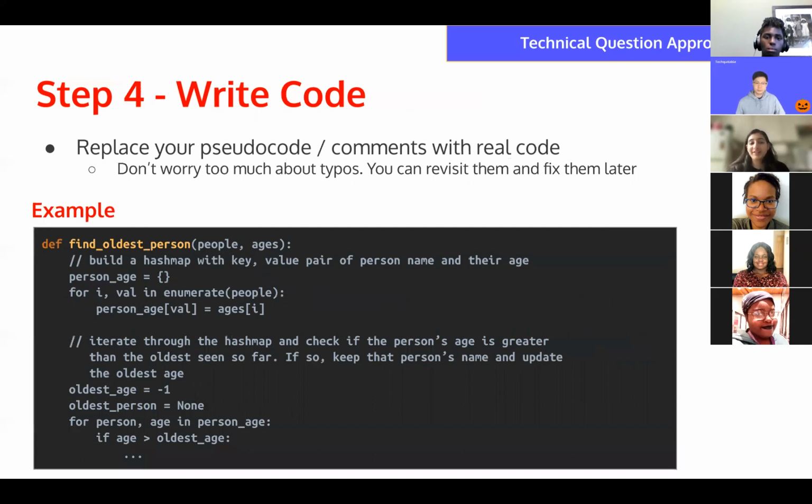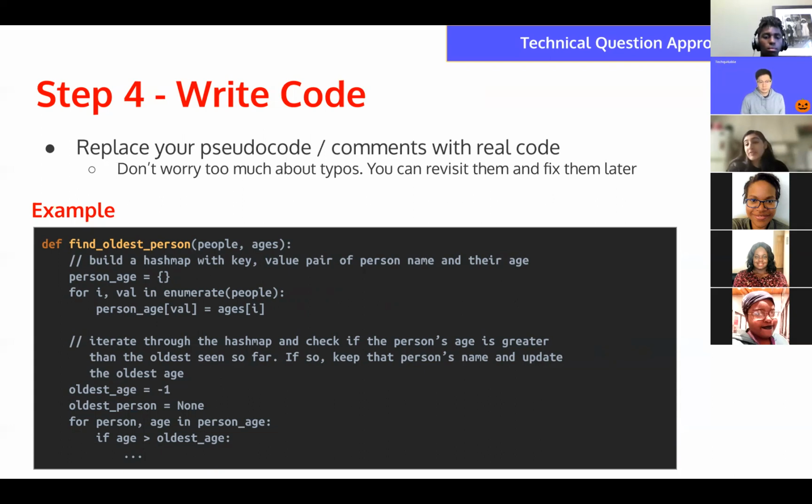So then after that, you're going to want to write the actual code, of course. And this is where your comments have really helped you, so you can follow in after that. So we want to build a hash map. Okay, we're going to define our hash map, and now we're going to populate it, going over the people.